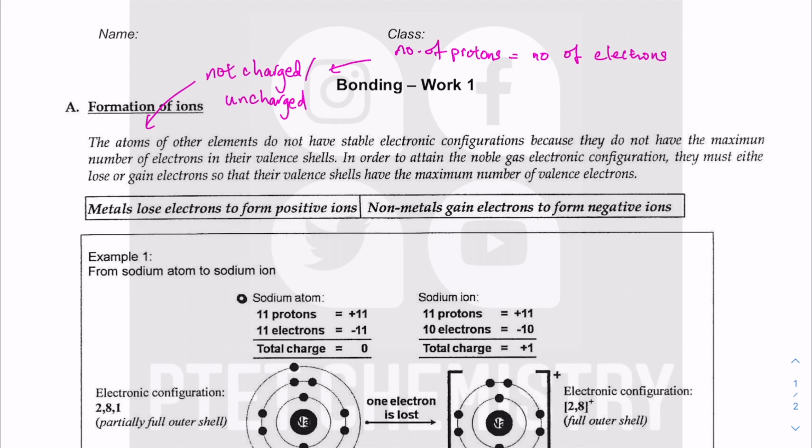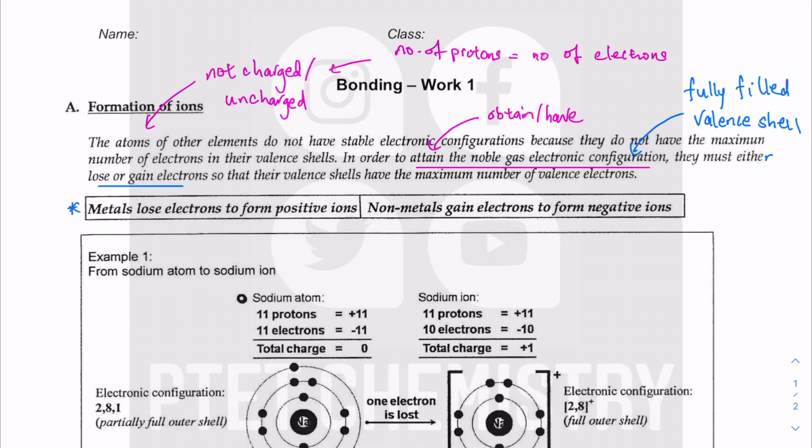However, when they form ions, this term attain means they want to have the noble gas electronic configuration. So what does noble gas configuration mean? It means fully occupied or fully filled valence shell. And what does valence shell mean? Valence means the outermost shell. Okay, so they must either lose or gain electrons. And this is the idea.